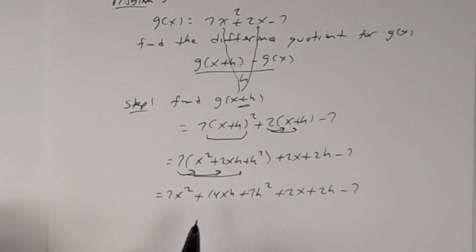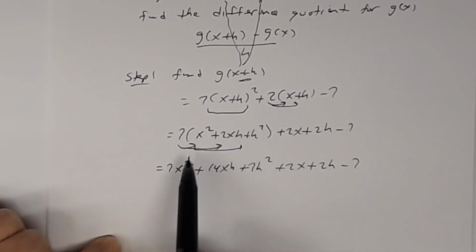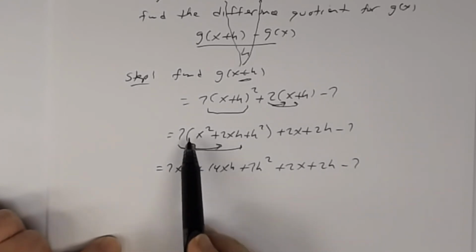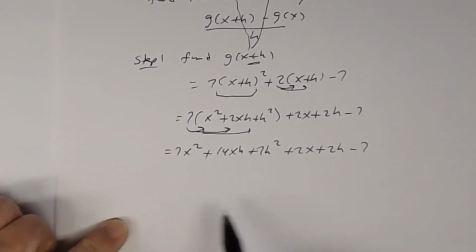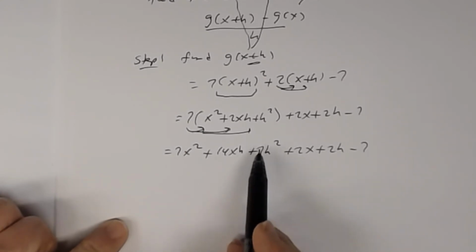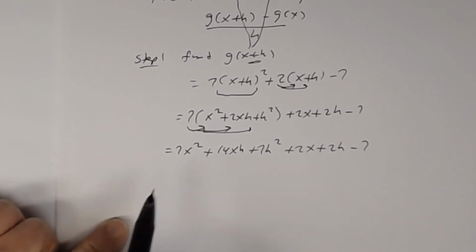All right. Now always make sure that you multiply correctly here. So 7x squared, 7 times 2 is 14, so you get 14xh, and then 7h squared. Some students, when they're doing this too quickly, will mess up and put this as h squared, and then when they get to step 2, it doesn't work out. So make sure you're careful when you distribute in all these cases. All right, so that's step 1.